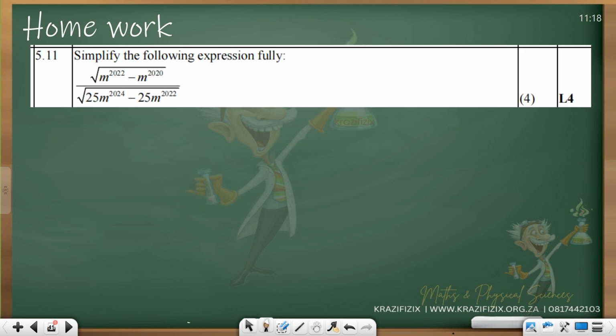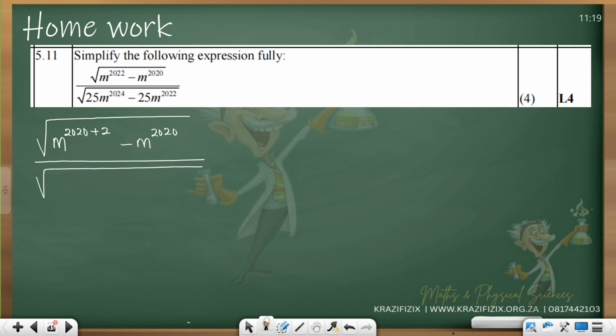All right, this is going to be very interesting. Okay, now, when I see questions like this, please watch. Go and look for the smallest exponent. The smallest exponent here is 2020. So I would write this as m^2020 plus 2 would give me 2022. That's the secret there. Remember that all the time.